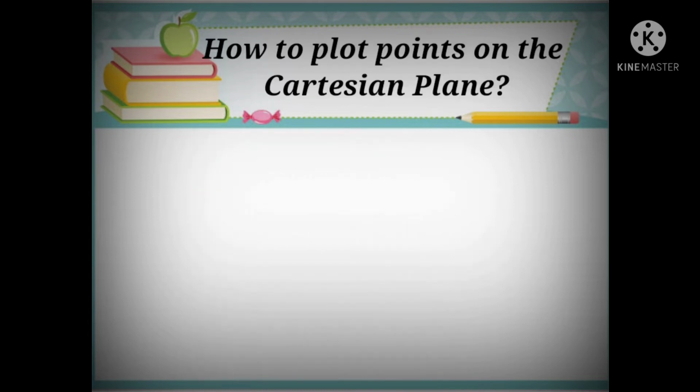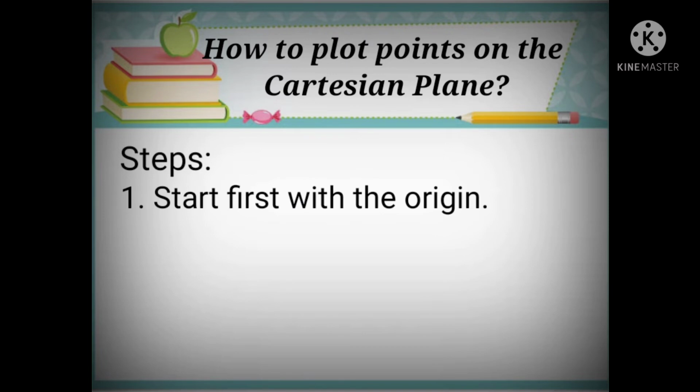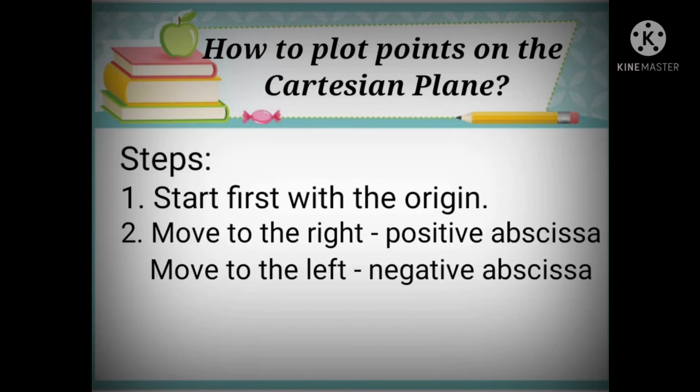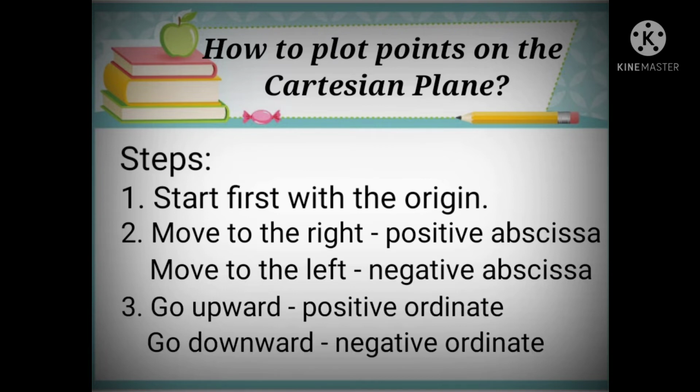Next is how to plot points on the Cartesian plane. Here are some steps on how to plot points on the Cartesian plane. First, start with the origin. Second, move to the right if the sign of the first coordinate or abscissa is positive, and move to the left if it is negative. Then last, go upward if the sign of the second coordinate is positive, and go downward if it is negative.